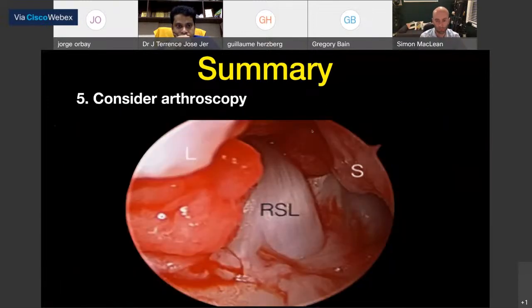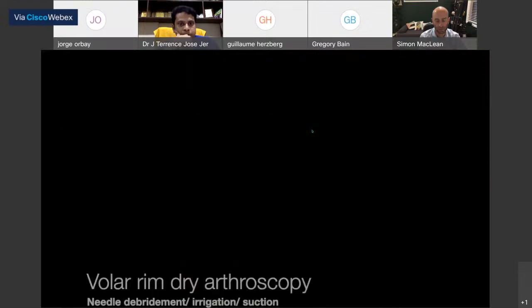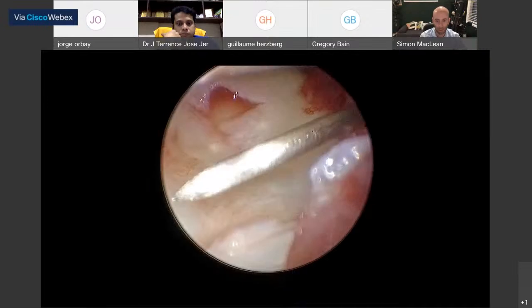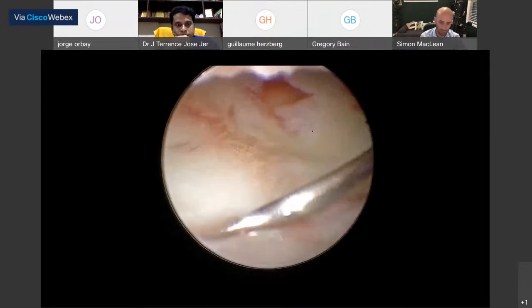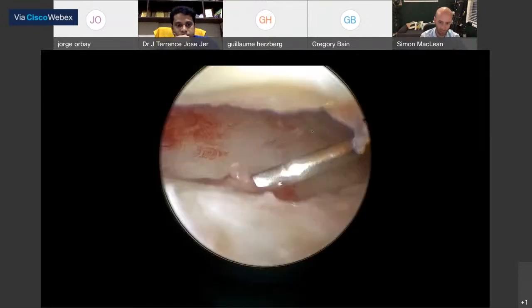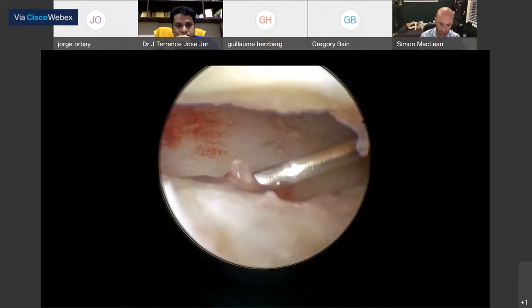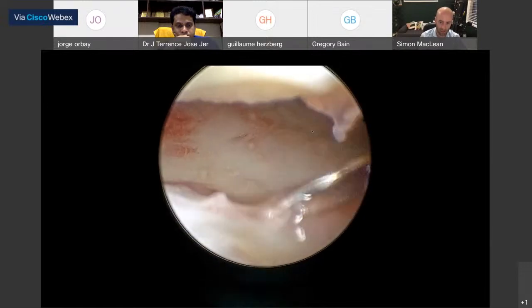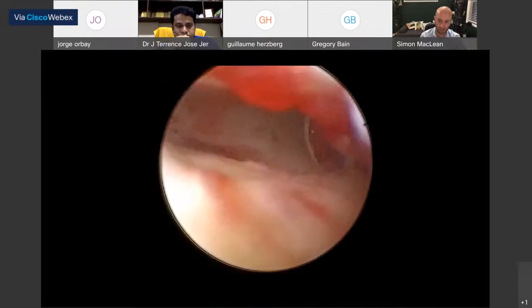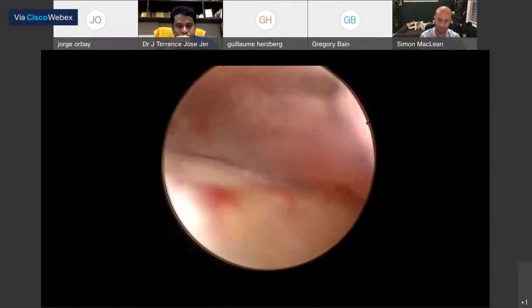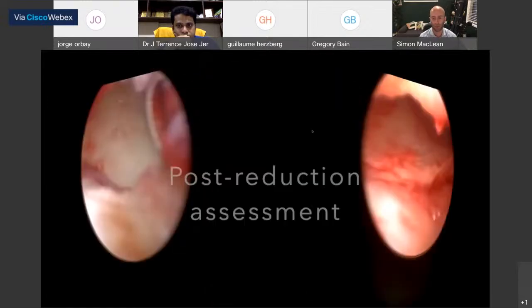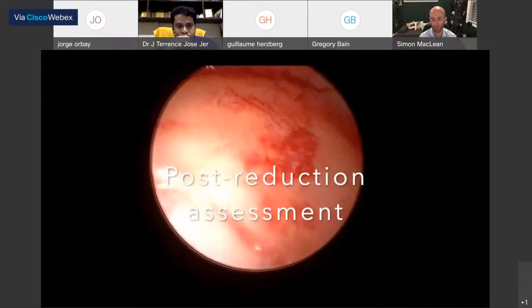Consider arthroscopy. So this is an example of a case where I use dry arthroscopy. And this is just simply using a needle with suction attached to the needle. And what that can do is just suck out the clot and allow you to see the fracture line. This is just using a Fraser sucker through the 6R portal. And post-reduction, you can go in. I'd normally do this dry.